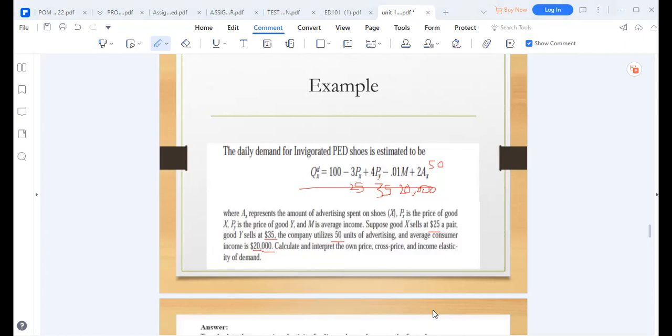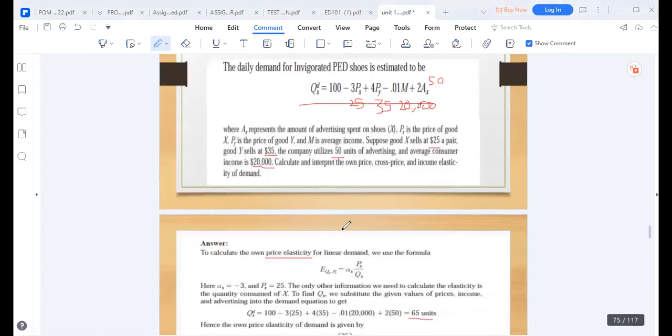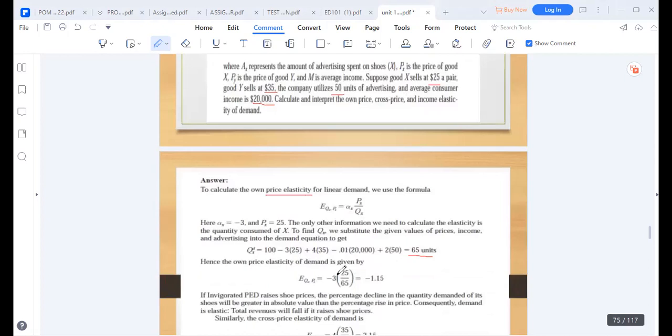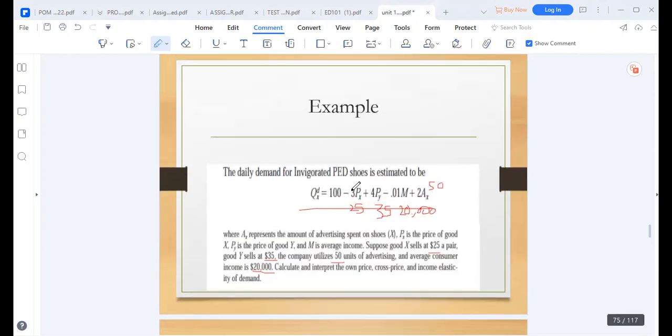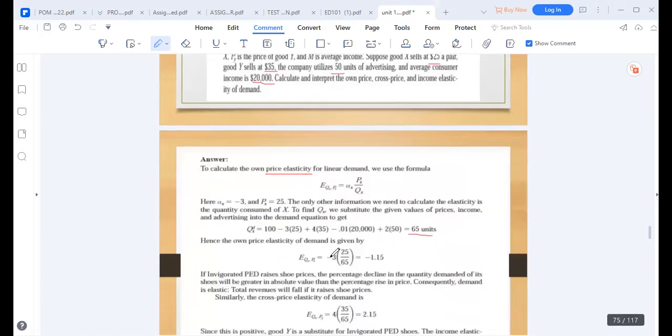So we now go to the computations. So here for on price it will be 3 out of what? 3 times 25 divided by 65, the total. Then for cross price it will be 4 times 35 divided by 65. For income to be negative 0.1 times 20,000 divided by 65. So these are the computations. 3 times 25 over 65, it is negative 1.1.